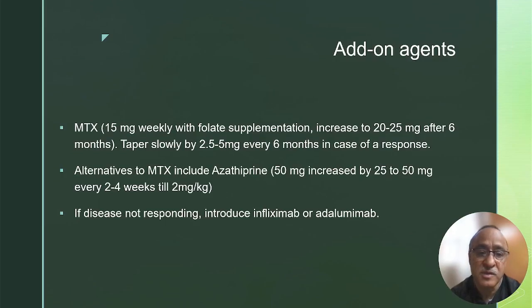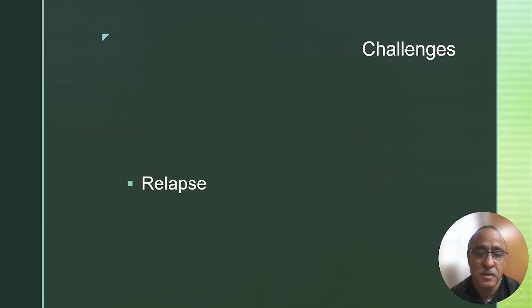We give methotrexate in the form of 15 mg weekly with folate supplementation. We can increase it after 6 months. Taper slowly by 2.5 to 5 milligrams every 6 months in case of a response. Alternatives to methotrexate: we know that we can use azathioprine 50 mg, increase by 25 to 50 mg every 2 to 4 weeks till we reach a dose of 2 milligrams per kg body weight. If the disease is not responding, introduce a third-line agent like infliximab or adalimumab.